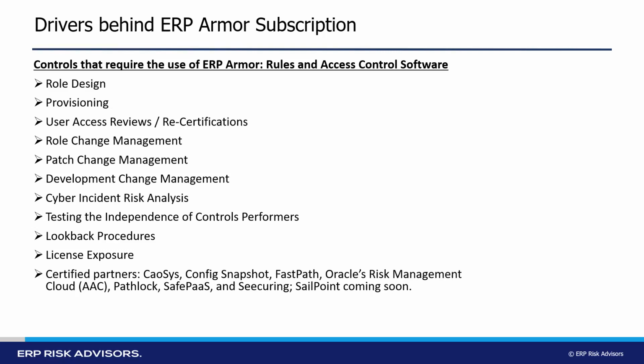Look-back procedures, license exposure. We are not a software company. We're a risk content company. We certify our ability to deliver good data with several different partners. You can see the list here, not in any order of preference. This is alphabetical by choice. So Chaosys, Config Snapshot, FastPath, Oracle's Risk Management Cloud, PathLock, SafePath, Securing, and soon I think we'll be onboarding SailPoint as a partner.